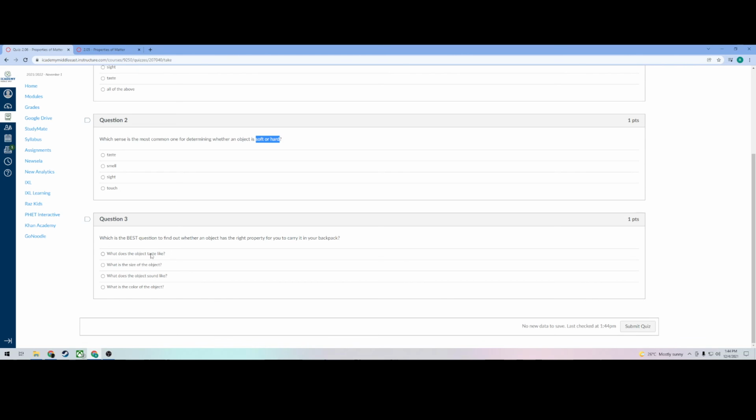What does the object taste like? Will I care about it if I want to carry it or not? What is the size of the object? What does the object sound like? Or what is the color of the object? If you are smart, you should know the answer.